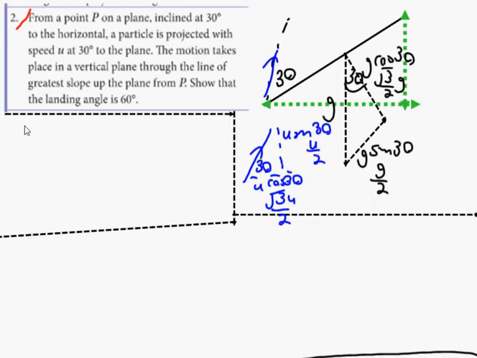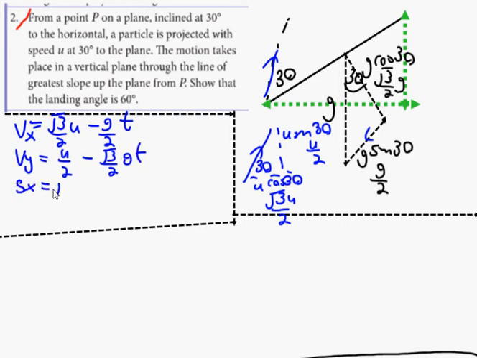Now, phi x is going to be U, which is root 3 over 2 U, minus G over 2 t. Yeah, alright. Phi y, anybody? U over 2 minus root 3 over 2 gt.